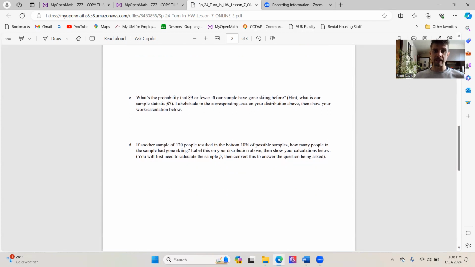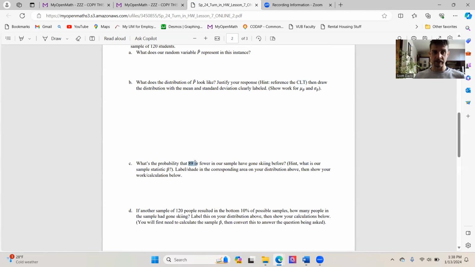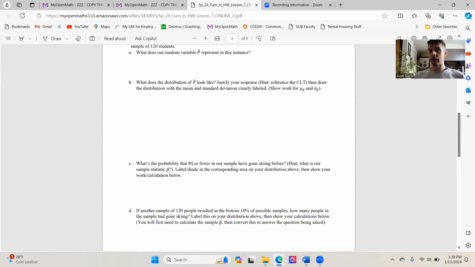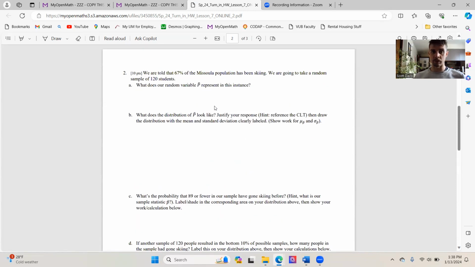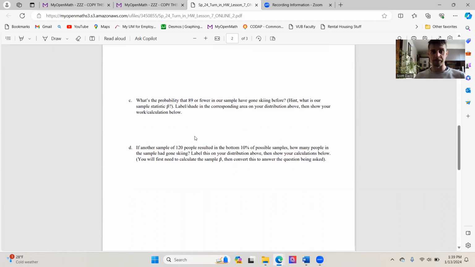Find the probability 89 or fewer in our sample has gone skiing before. Note that this is a number of successes where this is proportion. So you need to convert 89 into a proportion. Note your sample is 120. It is not 100. Do not think 89 is 89%, please. So find that area on your distribution, shade it as above, and then do the calculation, some normal CDF below.